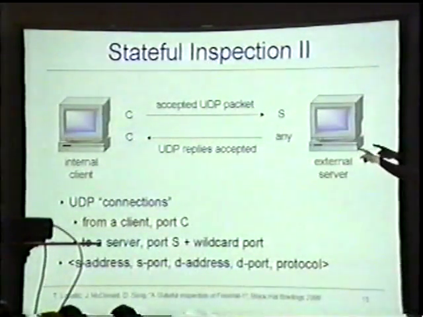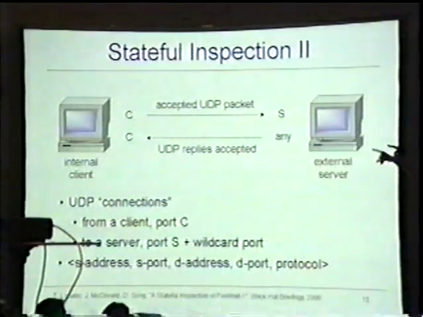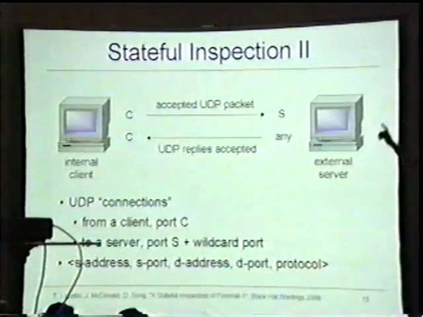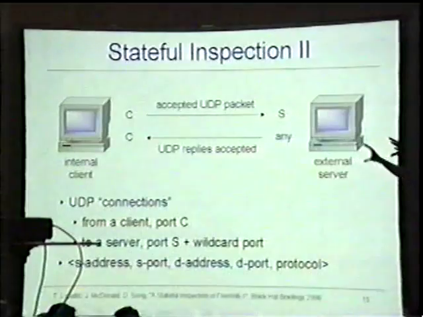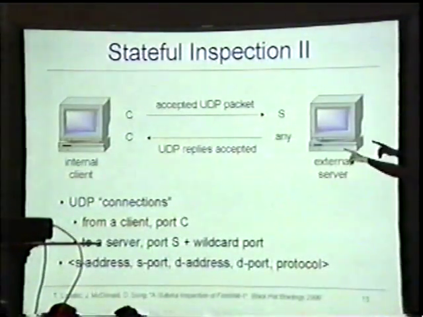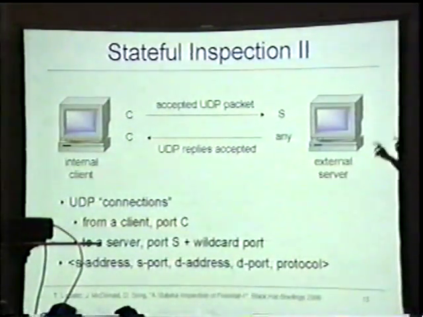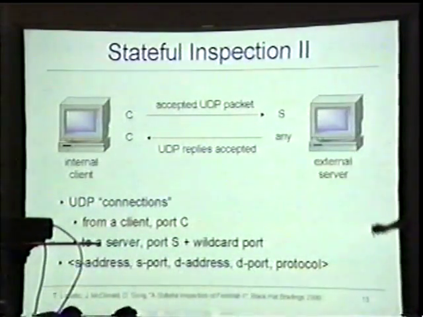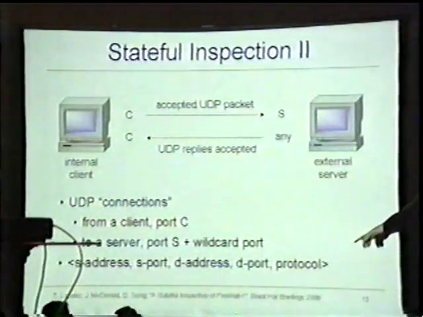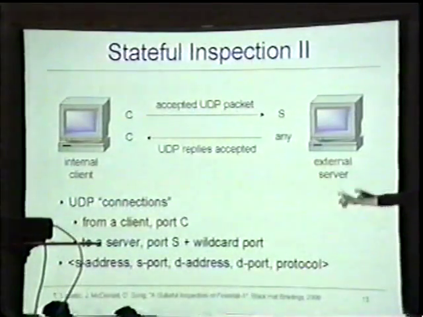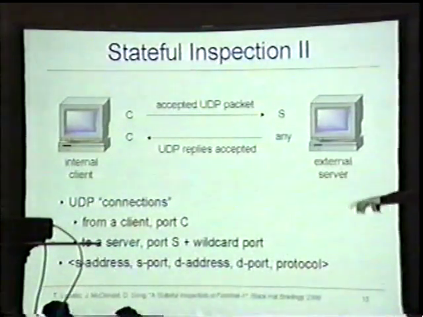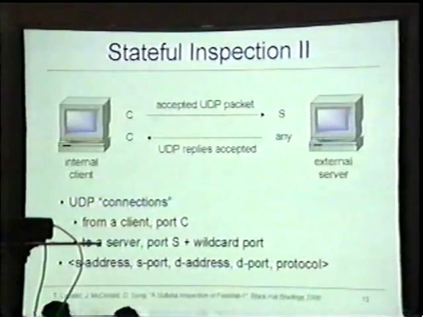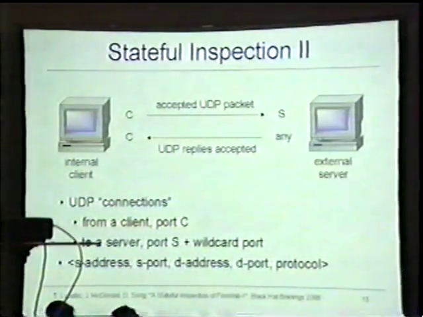So what was I saying? Yeah, it was about we have virtual connections for that, and we have a connection from a client from port C to a server port S, or a wildcard port, the any port in the other direction. So let me quickly show you how a connection table entry looks like. It's source address, source port, destination address, destination port, and protocol, those 5 parameters that uniquely identify a connection in the internet.